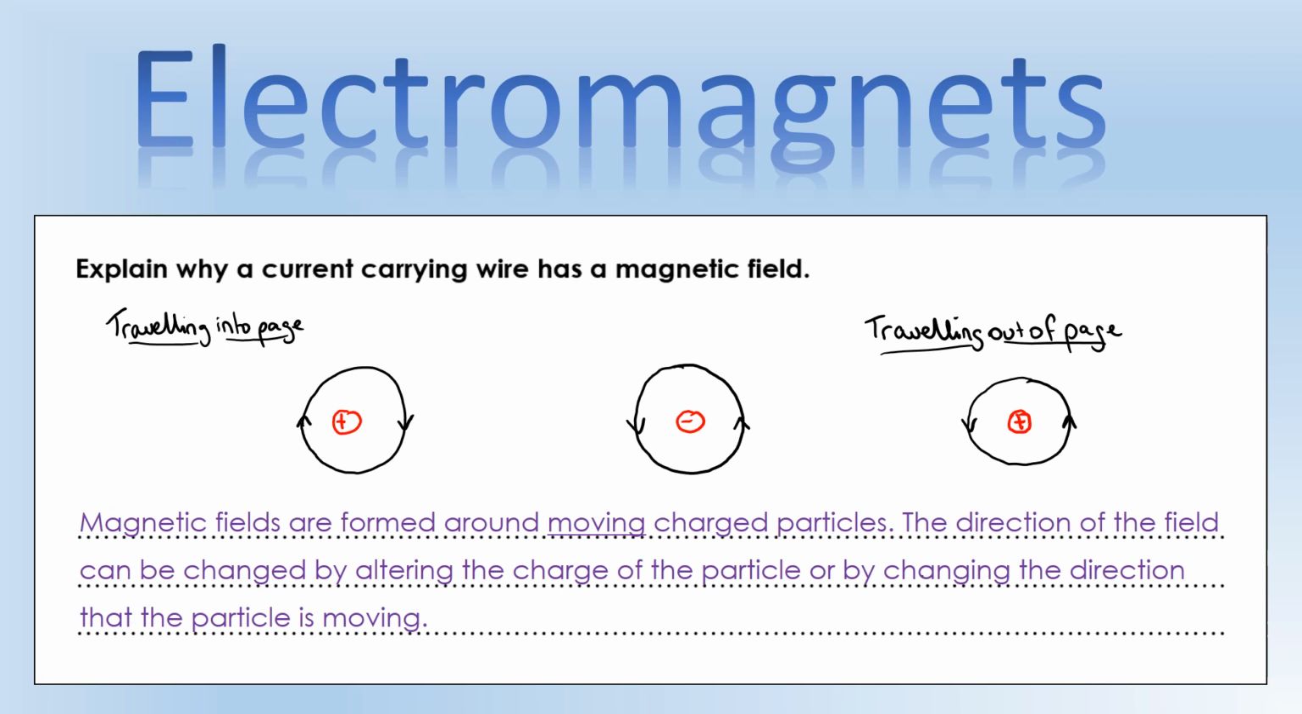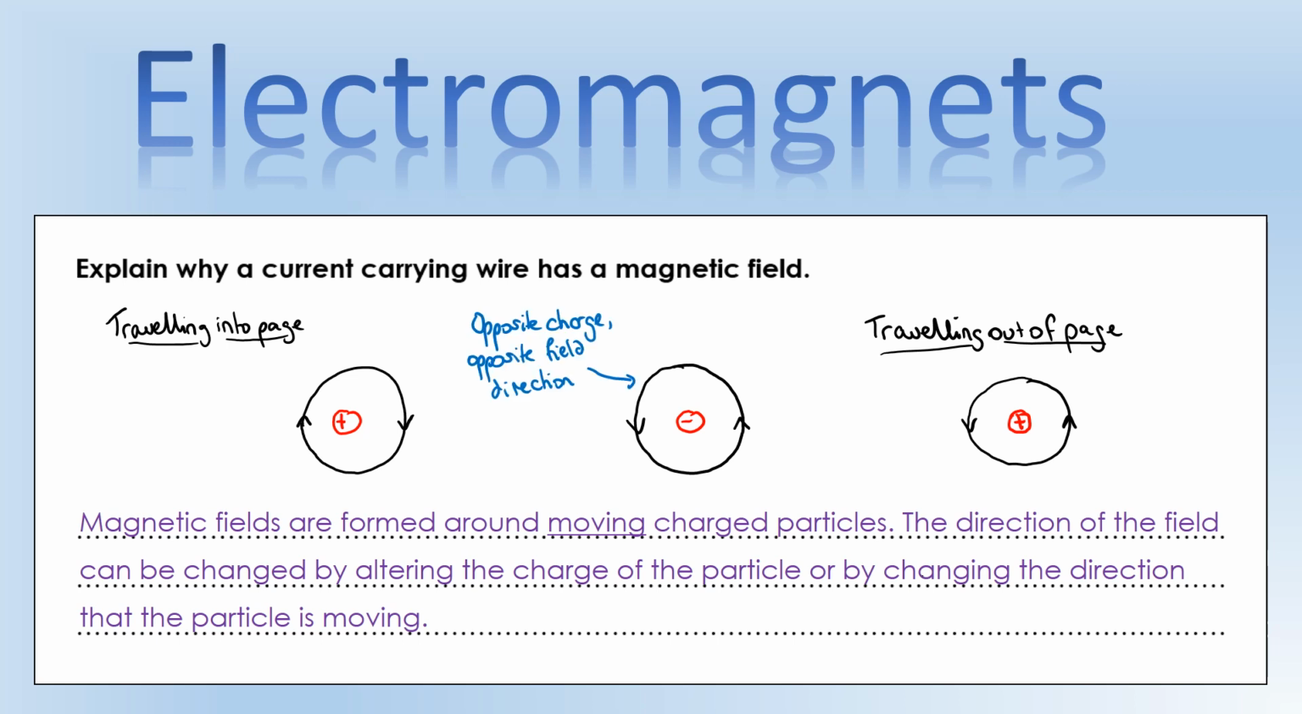If we change the direction it's moving, so now it's starting in the screen and coming out towards your face, you can see that the field is now in the opposite direction. So this is the key idea. Magnetic fields are formed around moving charged particles, and you can change the direction of that field by either altering the charge of the particle or by changing the direction the particle is moving.